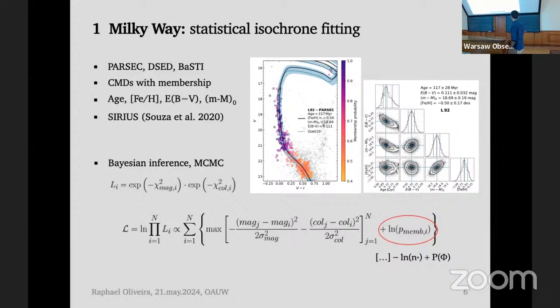We can include other terms here, such as the number of neighbor points in the CMD, so that the giant stars can get higher weight in the likelihood. And maybe the most important here, the prior distributions, which you can apply in parameters that you have some information a priori. For example, the metallicity from spectroscopy, or the distances from variable stars, and so on.